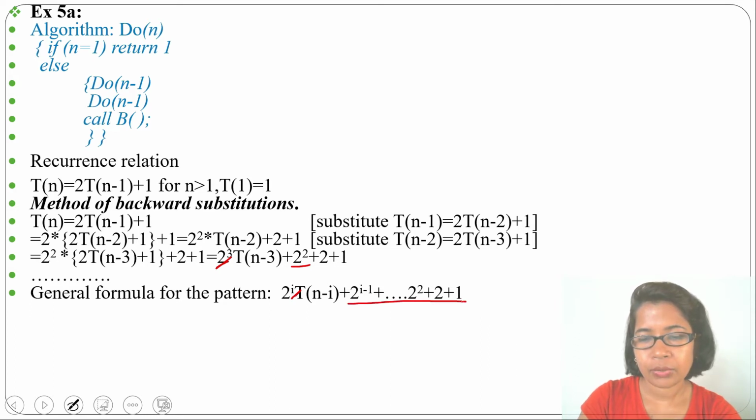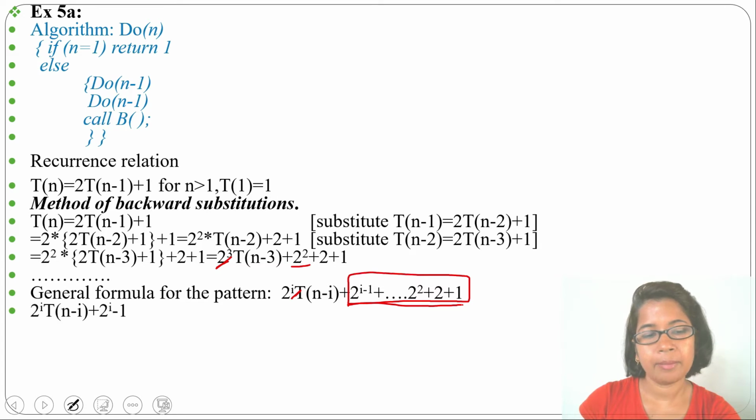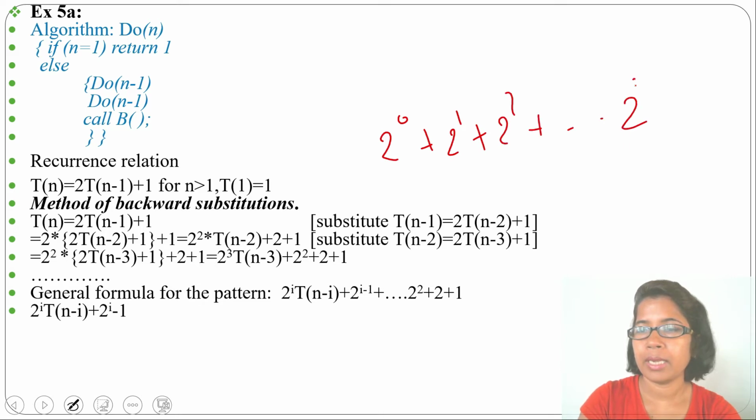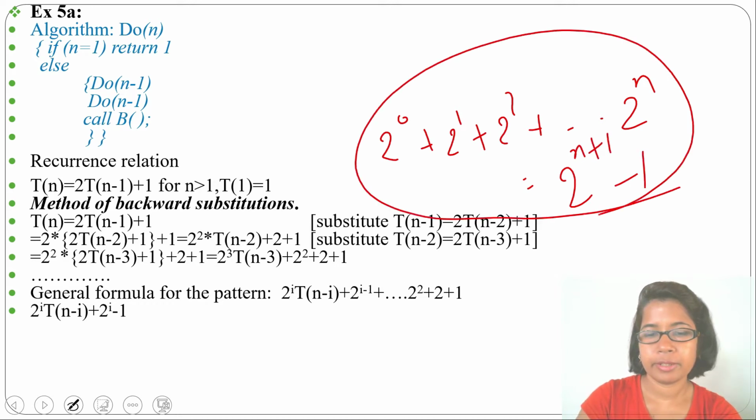Now for this we have a formula. We can substitute that. This value we can write as 2 power i minus 1. 2 power 0 plus 2 power 1 plus 2 power 2 up to 2 power n is equal to 2 power n plus 1 minus 1. We just use this formula. By using this formula we are getting 2 power i minus 1.